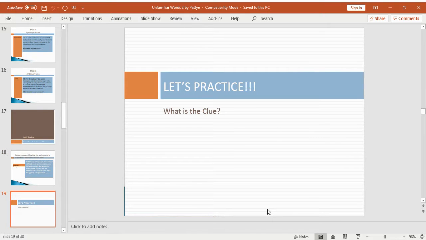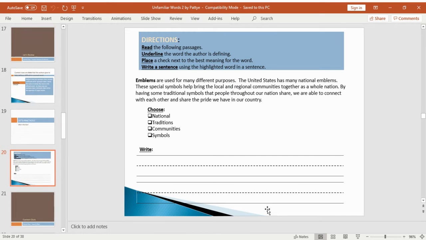Let's have practice. Let's see if you can figure out the clue in this short passage. In this passage, you are going to look at the word emblem. See if you can find the clues that help you decide what an emblem is, and then choose from the 4 choices. Take a moment and use that word emblem in a sentence as well.